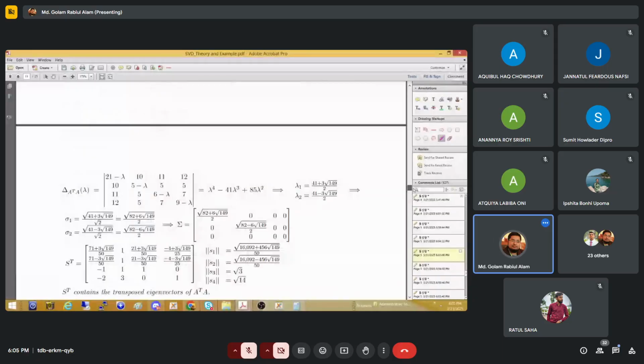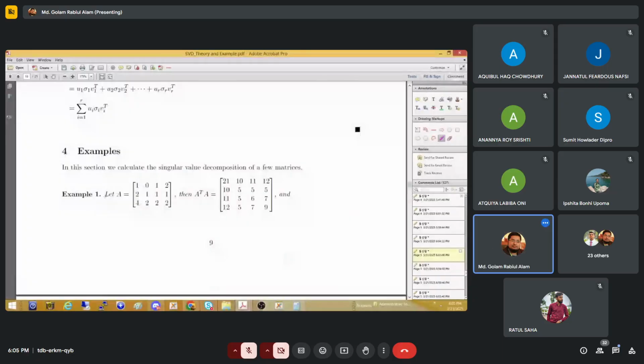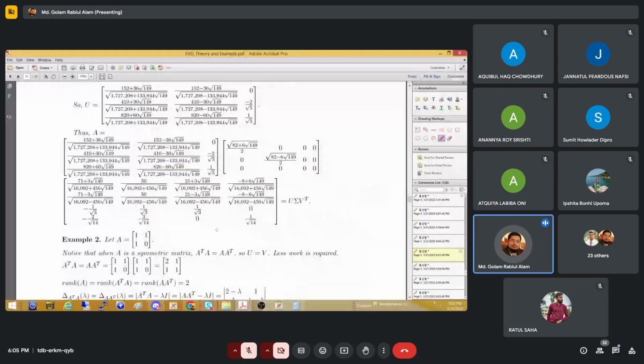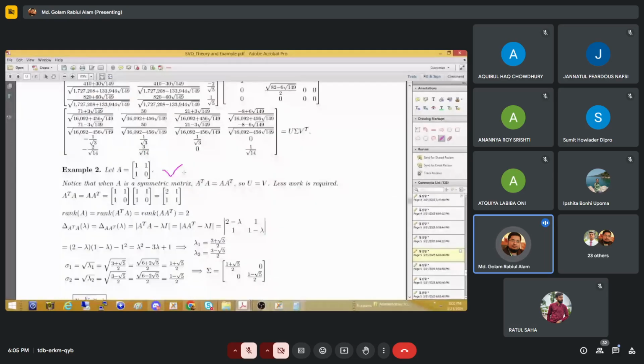Here is the example. If we consider this is our A, then how can we find out the SVD, following those steps? And another example is given: if this is the A, then how can we find out the SVD?